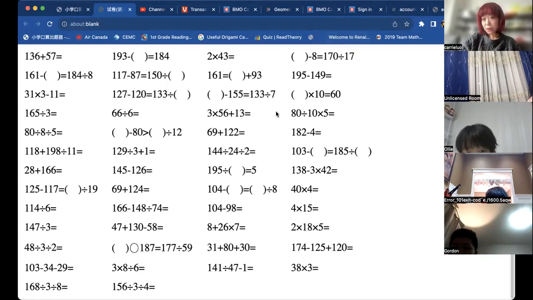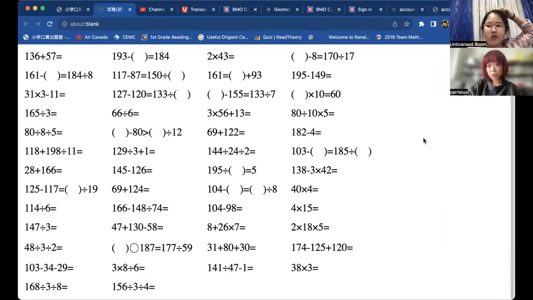Okay, everybody, please put down the pencil and pen. So we have finished the 5 minutes calculation.